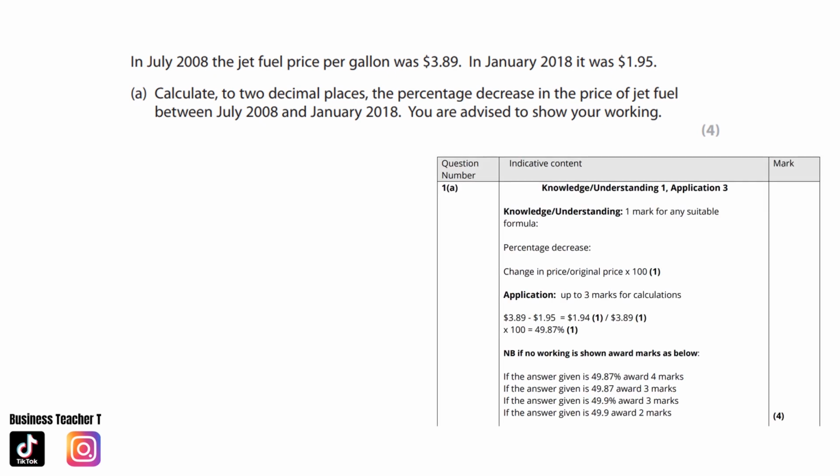So change in price divided by original price times by 100. So it's $3.89 minus $1.95. Divide that by $3.89 times it by 100, and it gives us 49.87%.